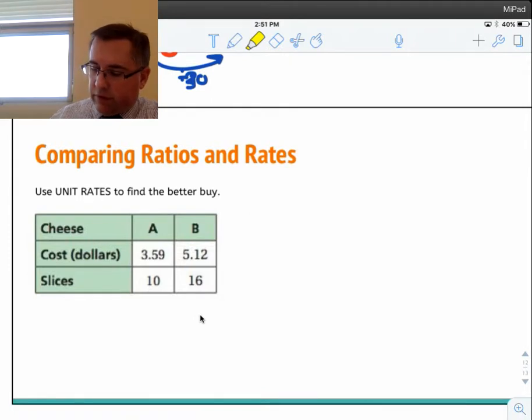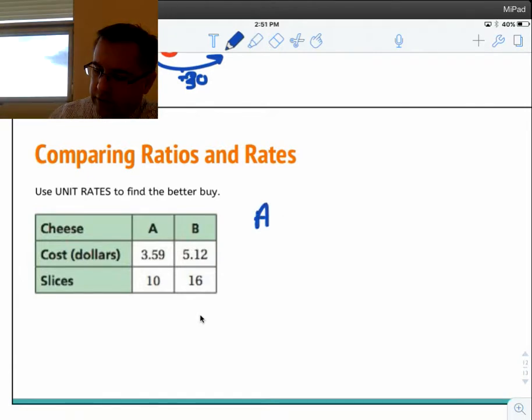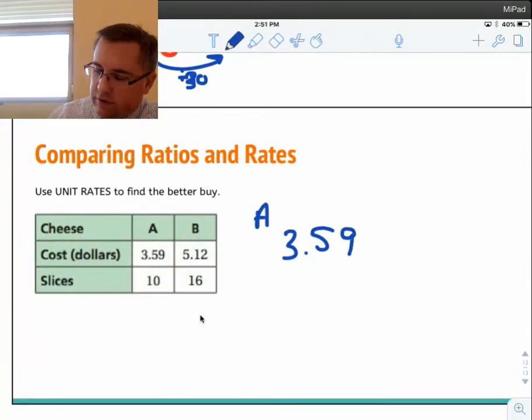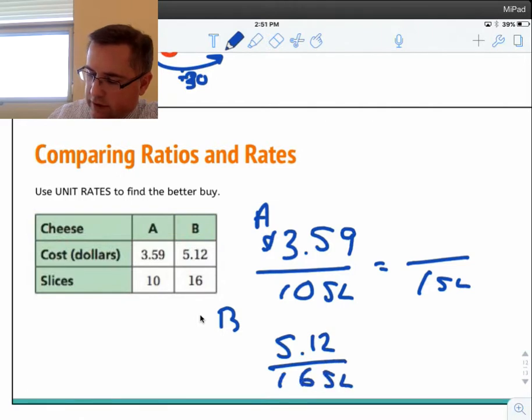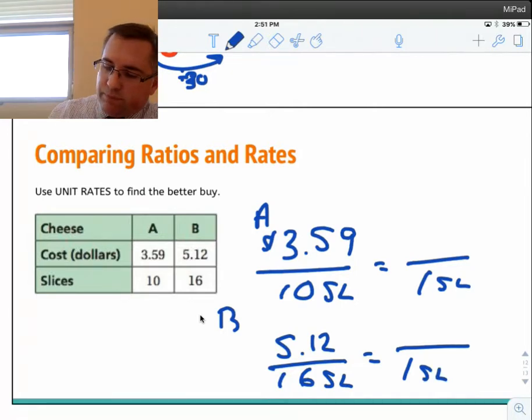So I'm going to set it up. You guys can finish it, come back, and we'll then look at the answer. So A is $3.59 for 10 slices. We want to know the price for 1 slice. And then B is $5.12 for 16 slices. And again, we want to know the price per 1 slice. Okay, so there, I set it up for you. Take a second, pause, come back, and we'll look at the answers.